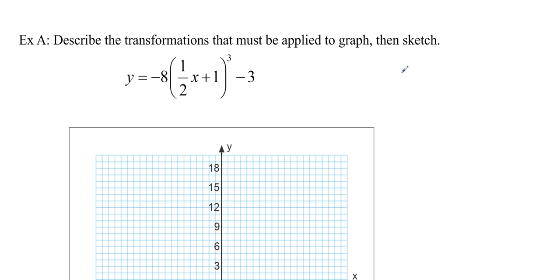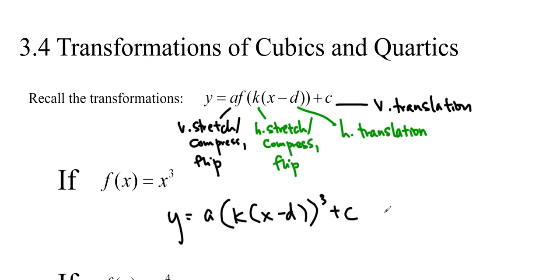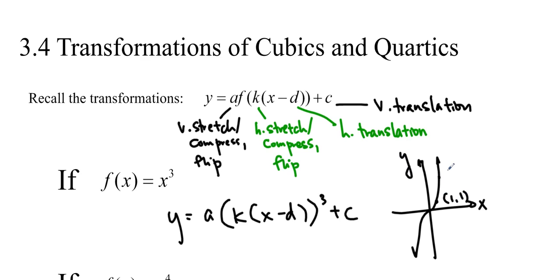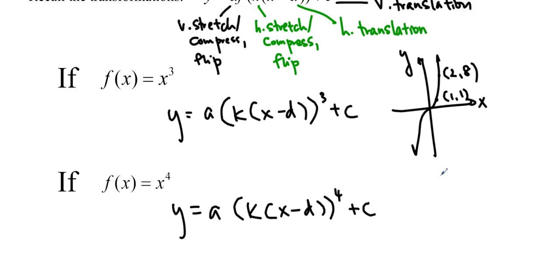In case you forget, the cubic function, the parent function, is like this, where it's got sort of a parabola on that side and a parabola on this side. This is x and this is y. And it's got points like (1, 1), (2, 8), and so forth. So it's a bit steeper than x squared.